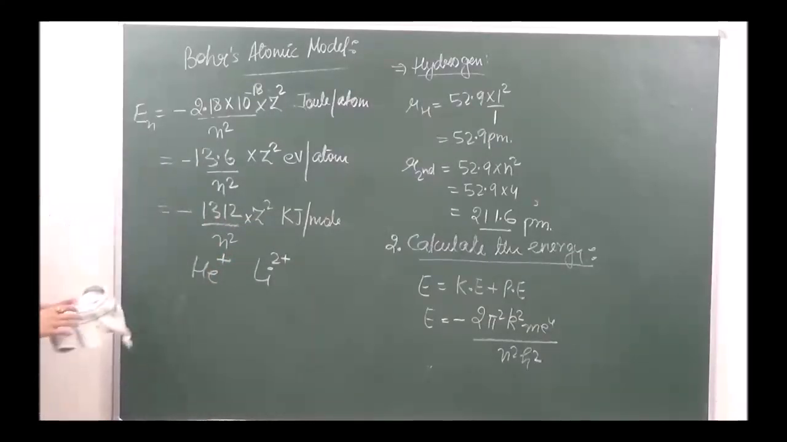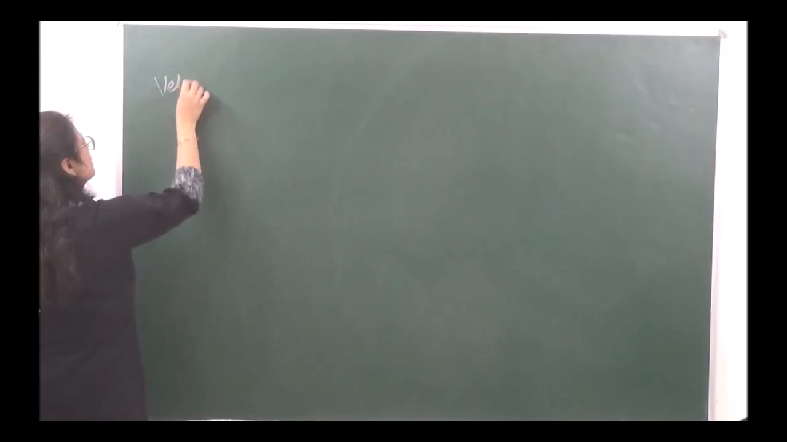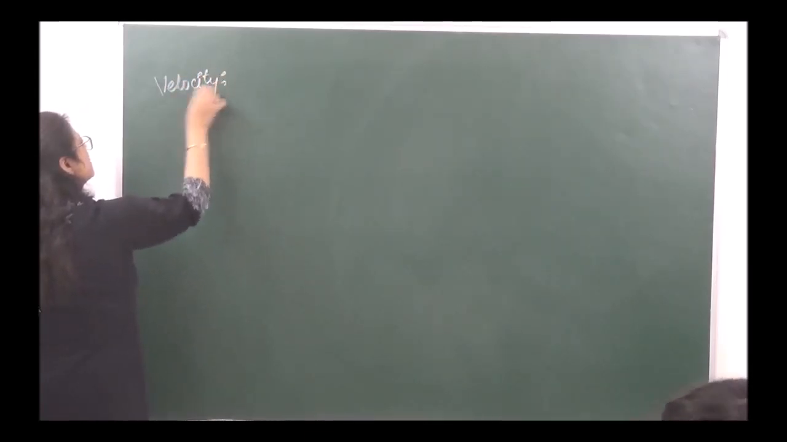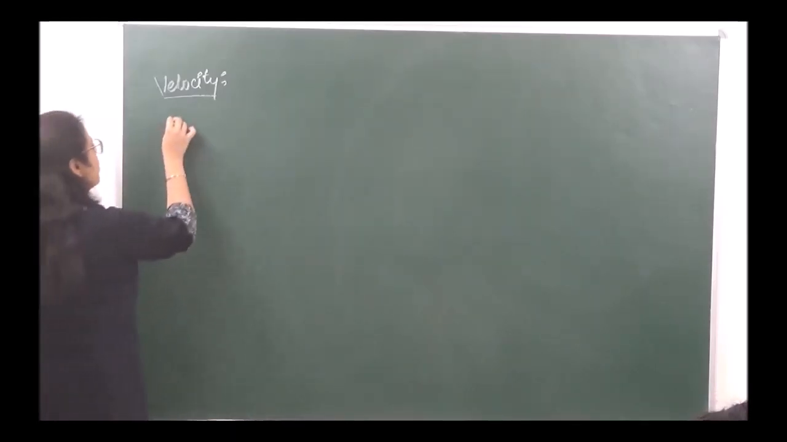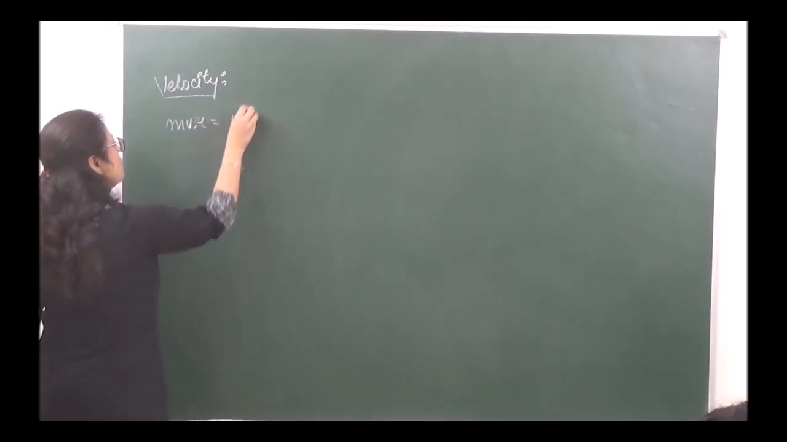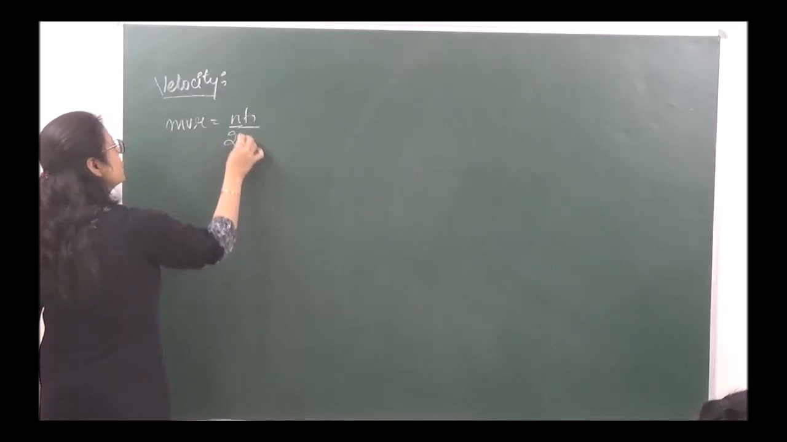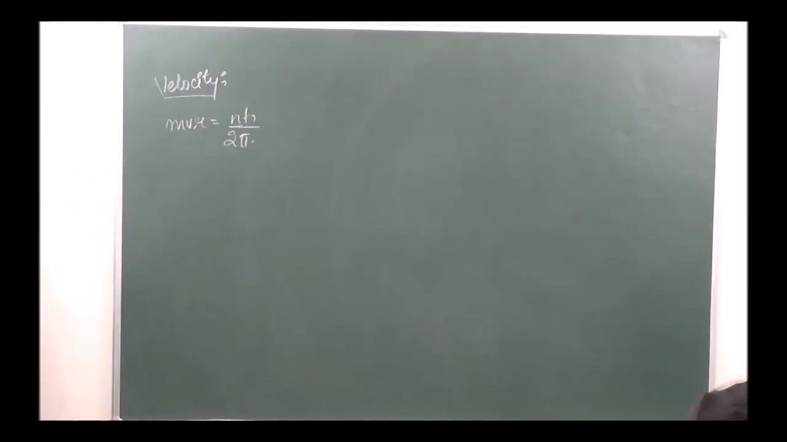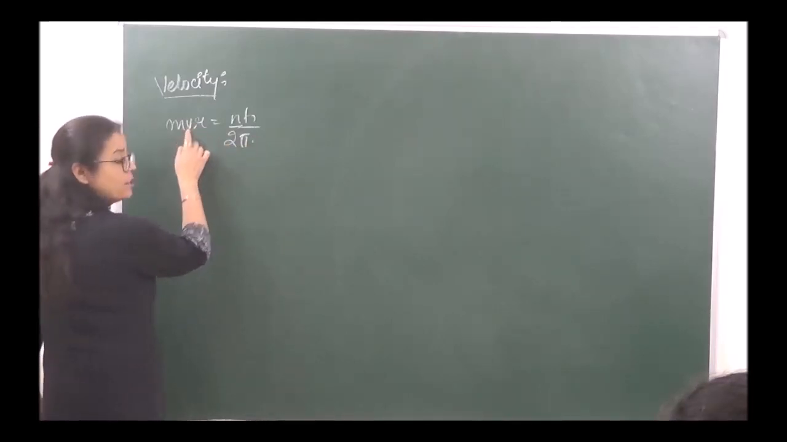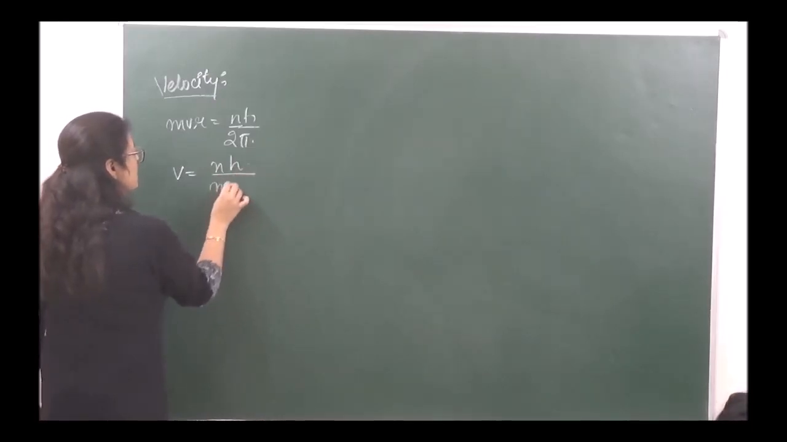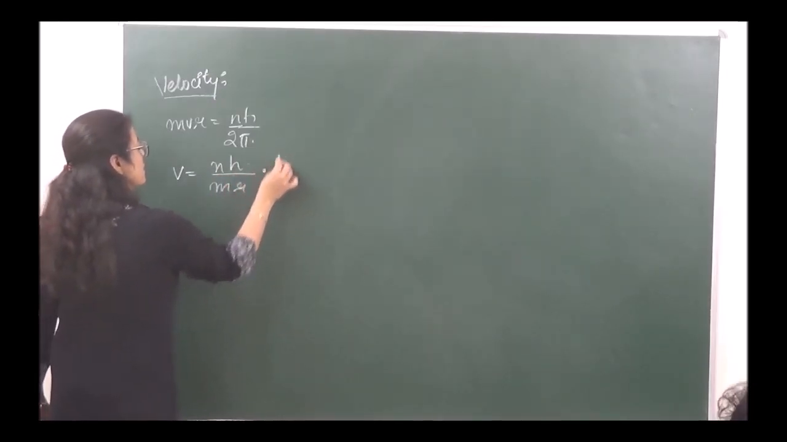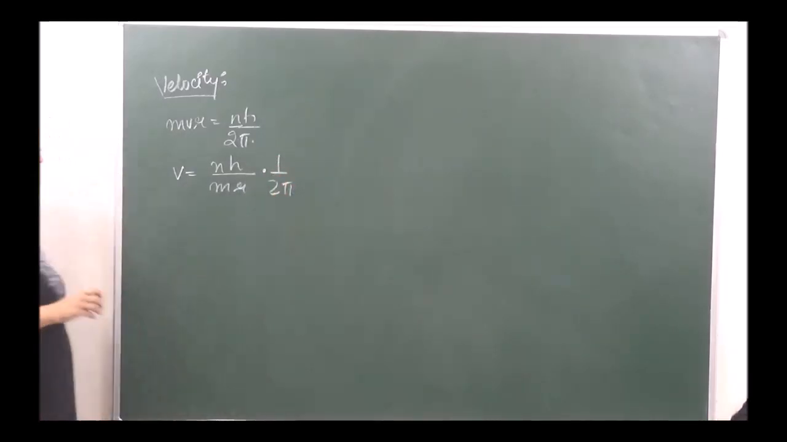Then the third application was to calculate the velocity of the electron. Talking of the velocity of the electron, we already know that the angular momentum of the electron is given as mvr, that is equal to nh upon 2 pi. Okay? So we have to calculate the velocity. So velocity in this case will become equal to nh upon mr into 1 upon 2 pi.